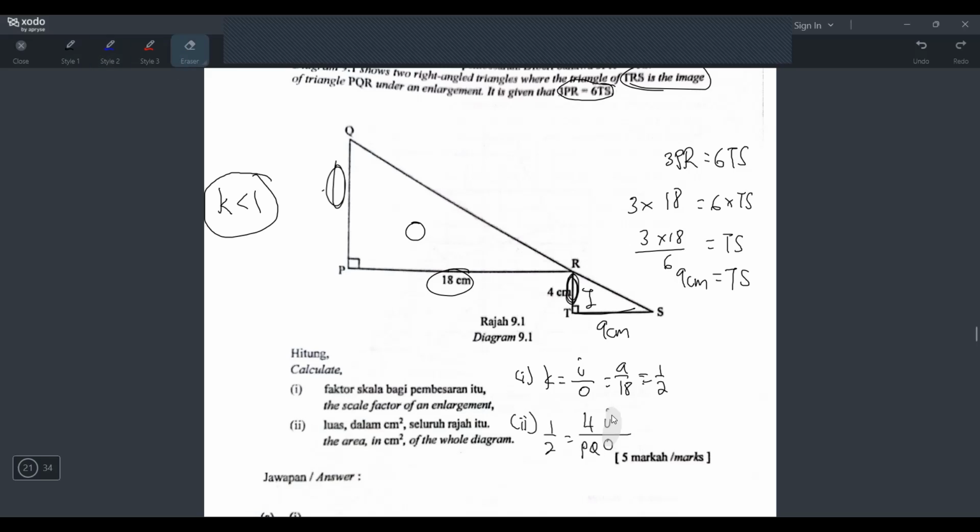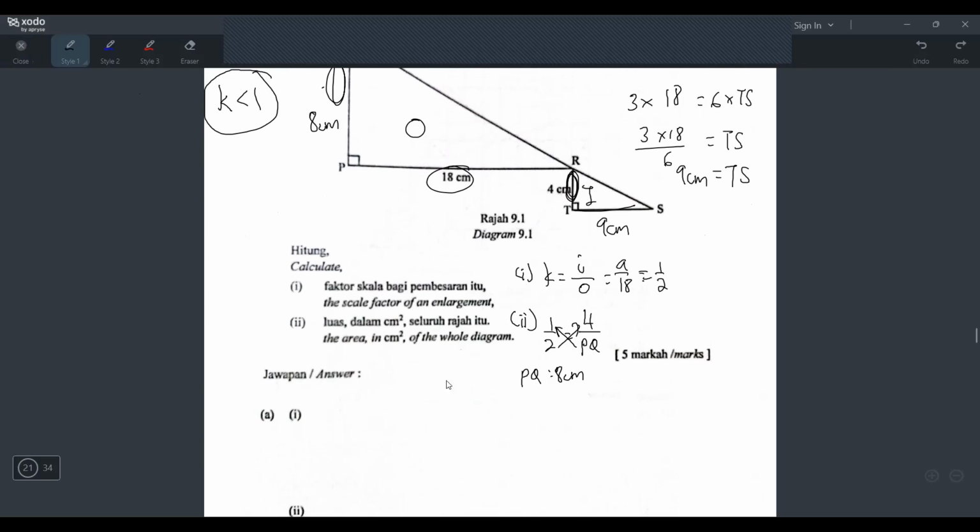So now I can erase the IO and then find the PQ. How to find? We will cross multiply. Because if you have a single fraction on both sides, you can cross multiply. So PQ times 1 is PQ, 4 times 2 is 8 cm. So this is 8 cm. So now I think I can find the area. It's very simple already.